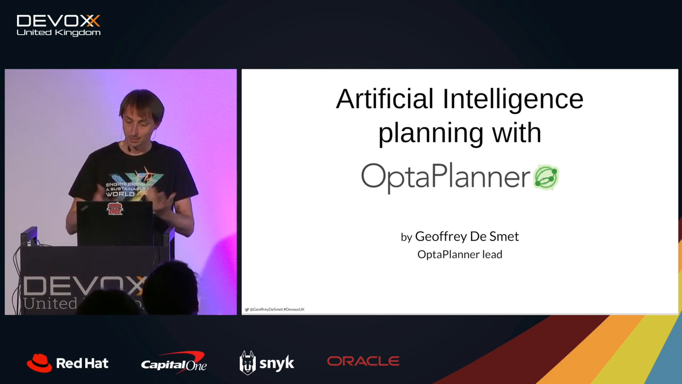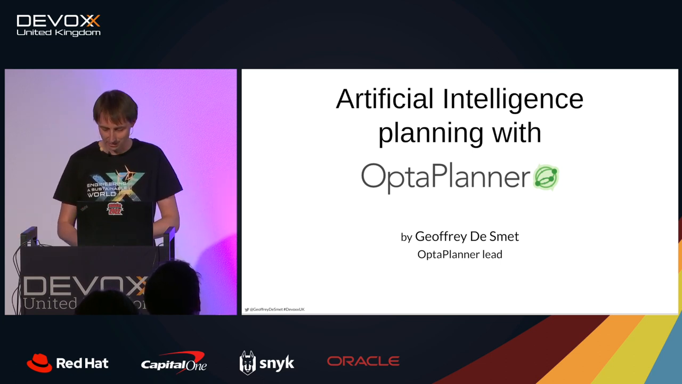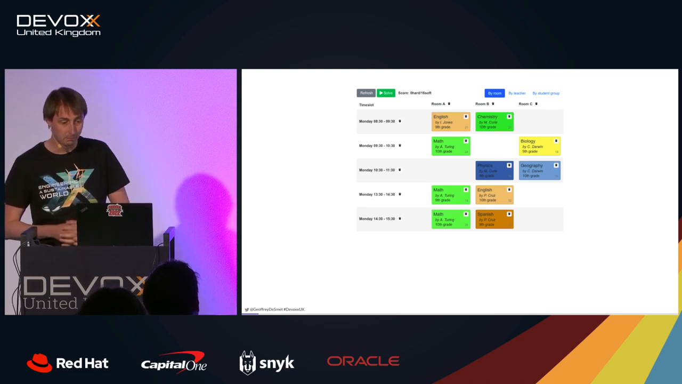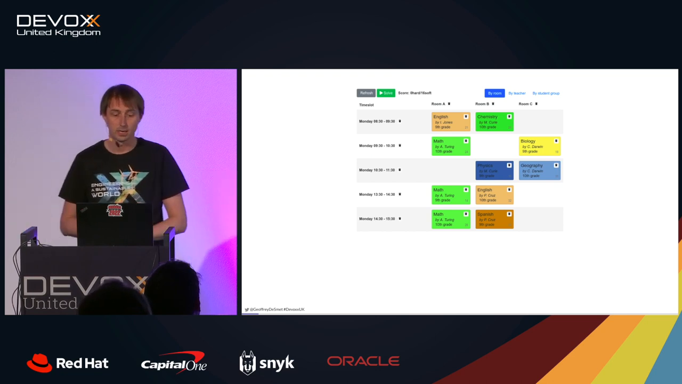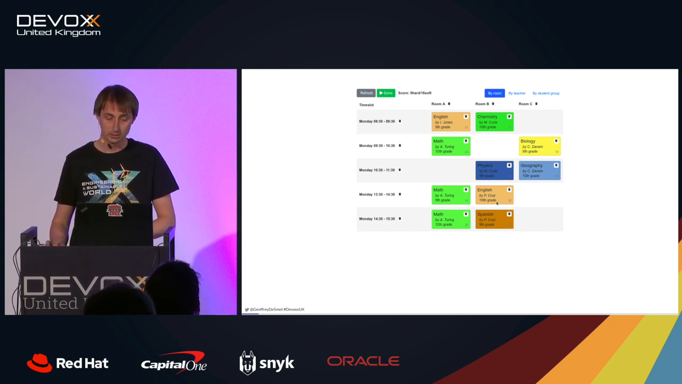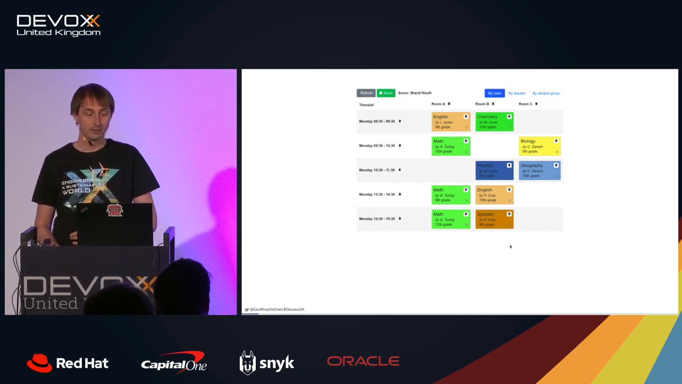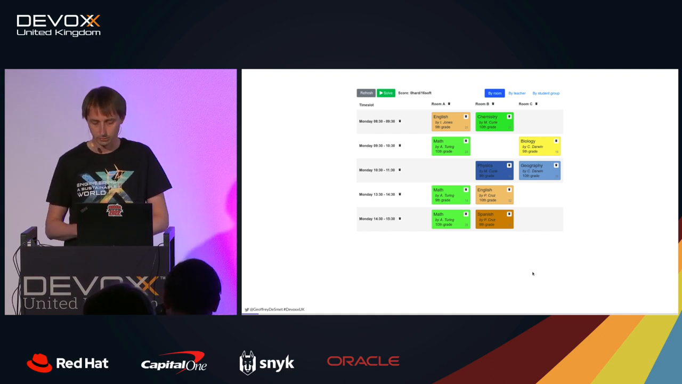So let me go through this project and explain a little bit more about it. What I'm going to show you today is how we solve a planning problem. We're going to assign lessons to rooms and to time slots, and I'll show you how to write an application so that when you click on the solve button, it actually solves that with artificial intelligence, with our constraint solver.